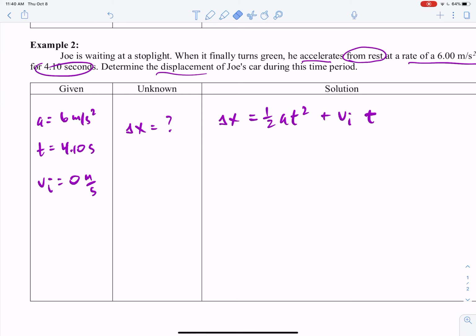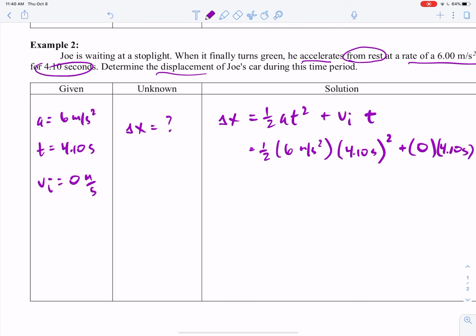So let's try it out. 1/2, the acceleration is 6 meters per second squared. The time is 4.10 seconds. Square that. The initial velocity is 0. The time is 4.10 seconds. But of course, 0 times anything is just 0, so that whole term goes away. And so this gives me 50.43 meters.